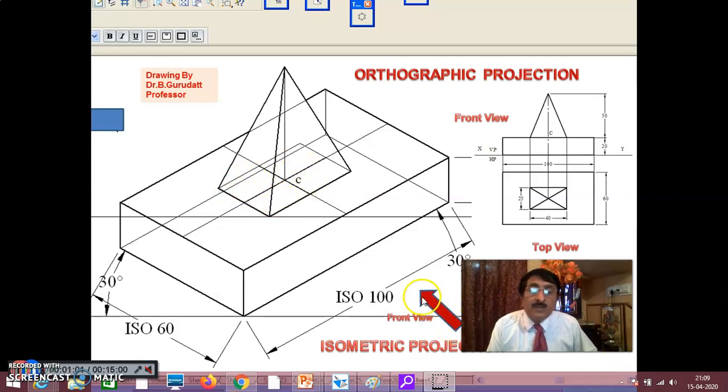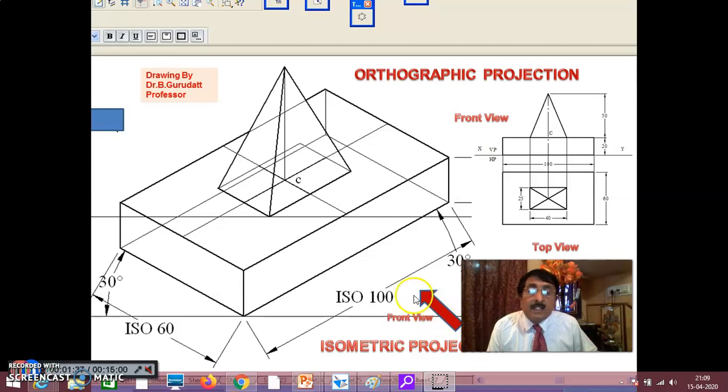Whether the direction of front view is this or this. If the direction of front view is this, you know very well, since this is 20, front view will be 100 by 20. If the direction of front view is this, the front view will be 60 by 20, because if you are looking in this direction, it will be perpendicular to VP. That means this will be parallel to VP. In that way, please take care.